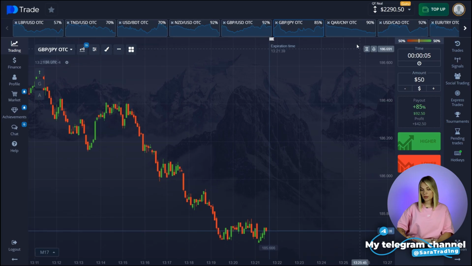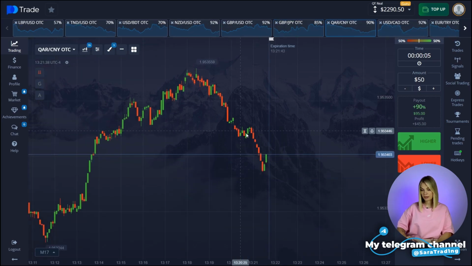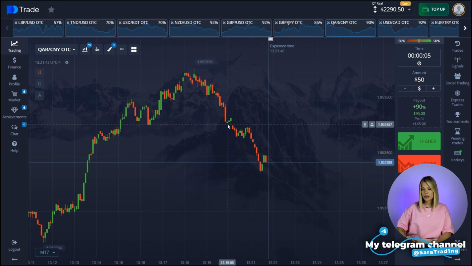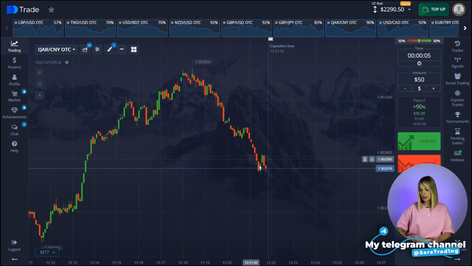We trade on the Pocket Option platform, link in the description. Let's select a currency pair. Look, here we had a series of red candles where there were several green candles, just a correction was made there. Further, the trend continues.